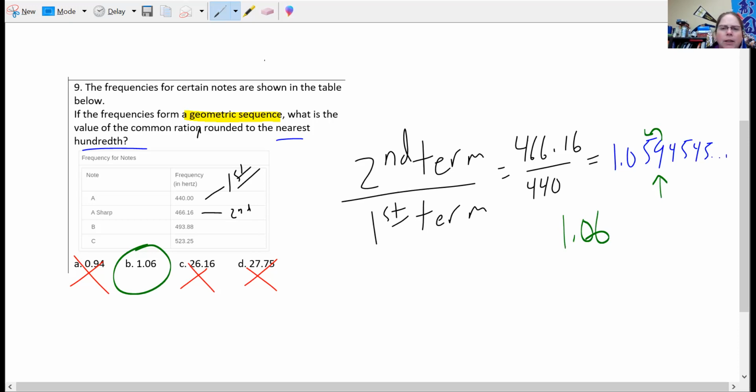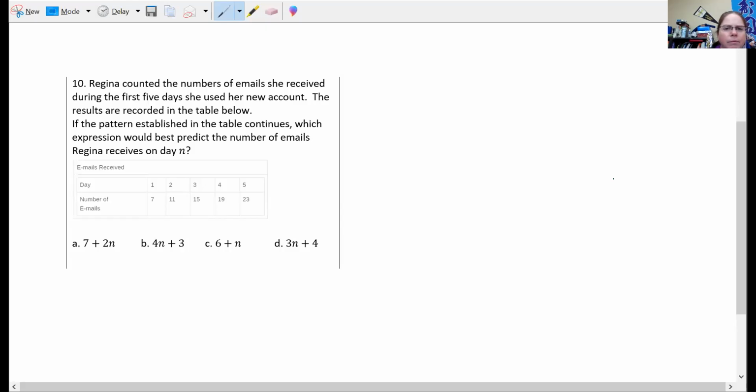One more. So I'm going to stop sharing and pause it and get the last one up. Here we go for the last one. So Regina counted the number of emails she received during the first 5 days. She used her new account. The results are recorded in the table below.